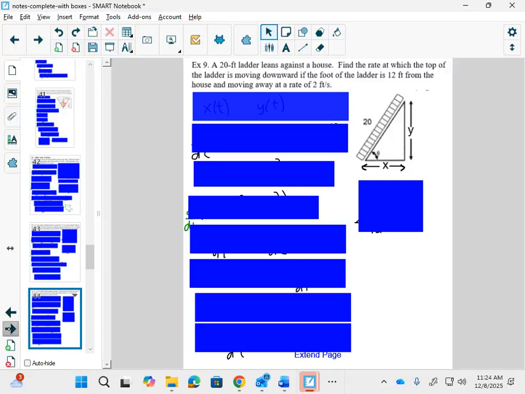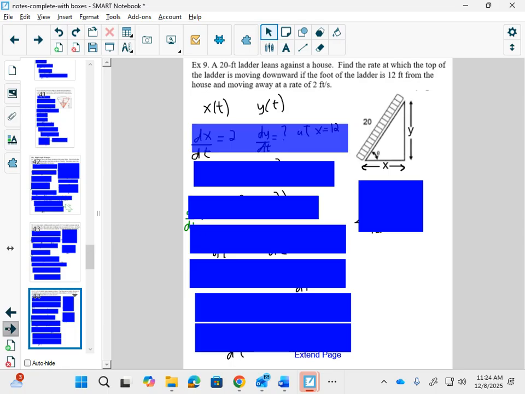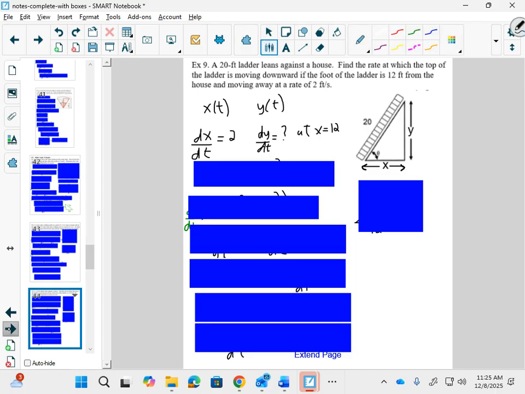So what do we have? We have x is changing with respect to time, y is changing with respect to time. Do you see that z is always 20? Your ladder doesn't all of a sudden get bigger or smaller as it starts falling. It will stay constant. We know that dx/dt is 2, and we want to find out how fast the top of the ladder is sliding down when x is 12.